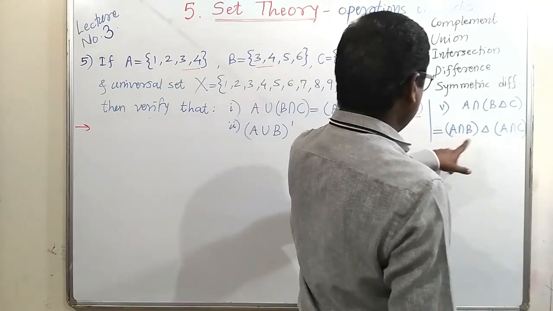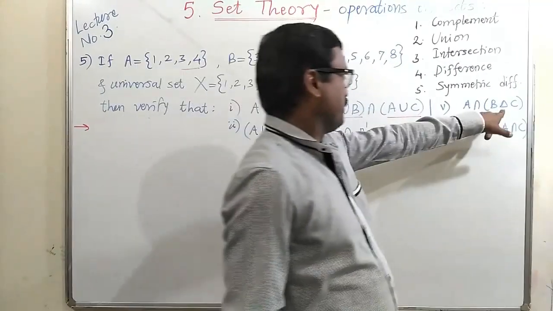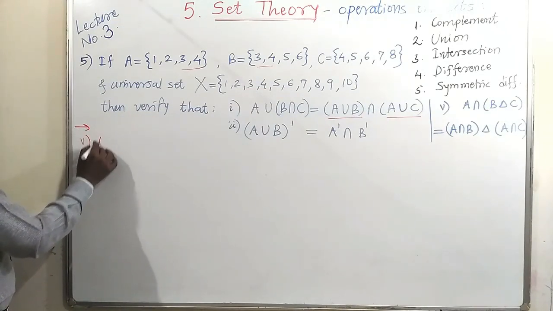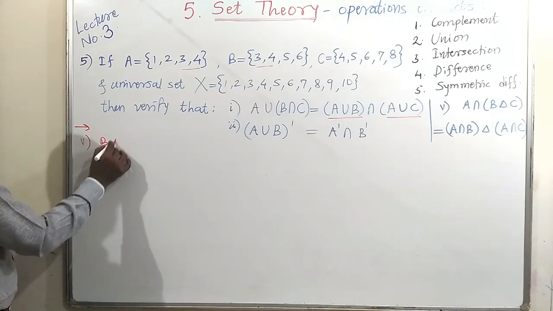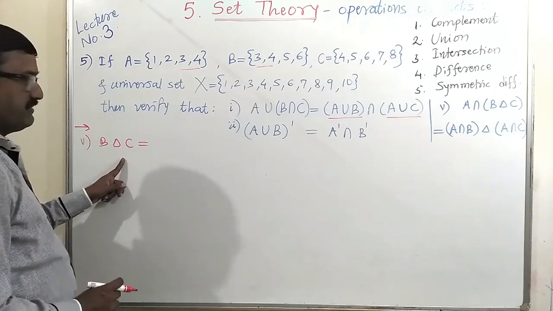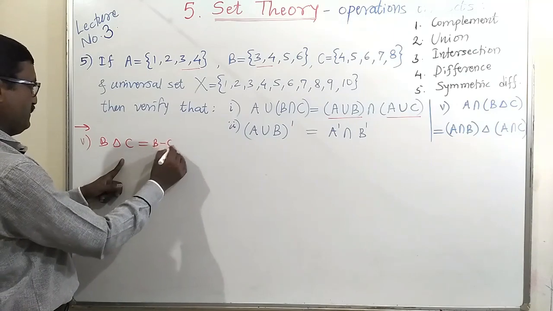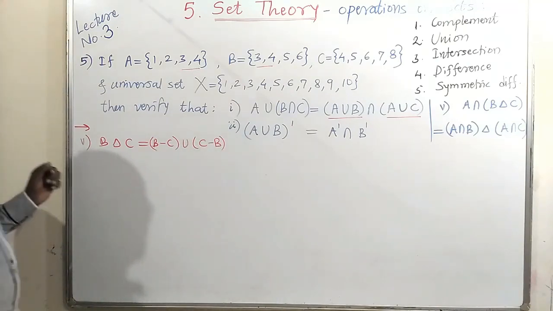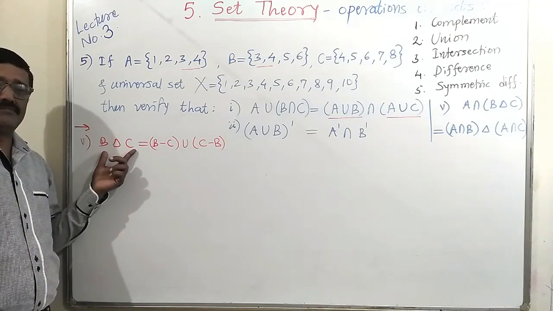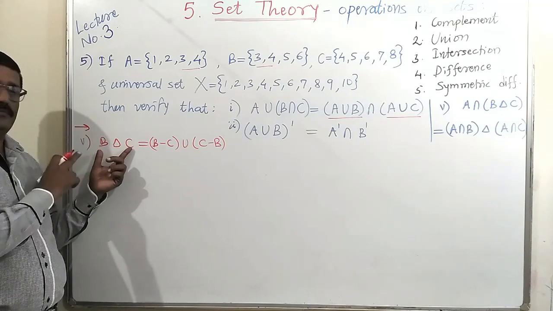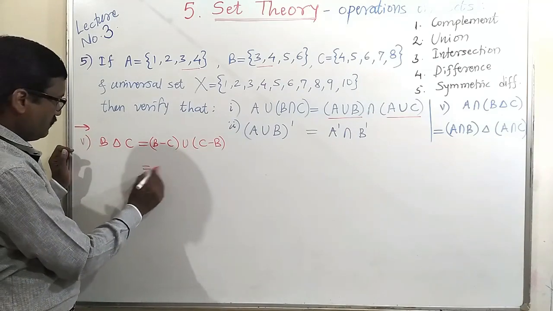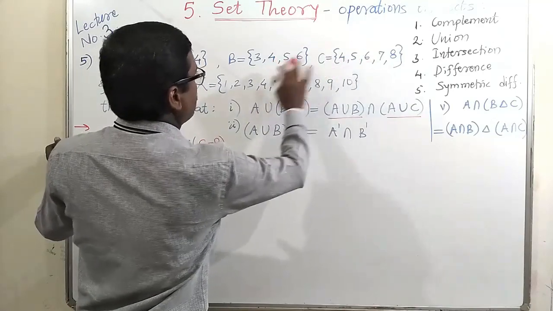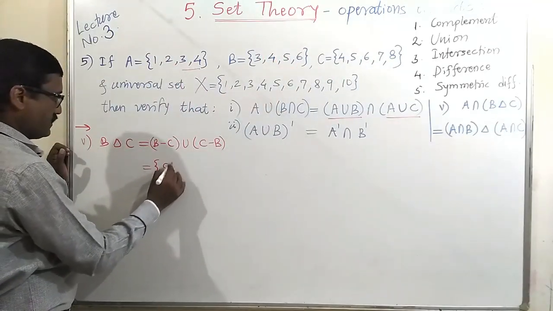For result number 5, we require A intersection B and A intersection C. Also, B symmetric difference C. For that, we require B symmetric difference with C. B symmetric difference C means it's B difference C union C difference B. Okay, means B symmetric difference C is nothing but the set of elements which are either in only B or only C. So B difference C means separate the common elements from B which are 4, 5, 6. Eliminated, remains only 3. So B difference C is the set containing only element 3.